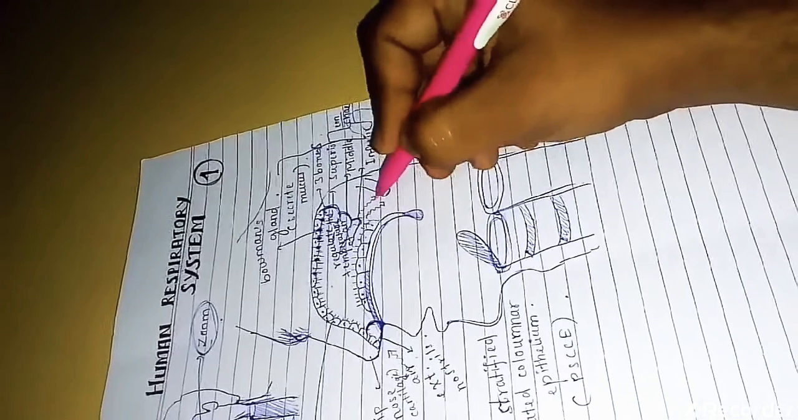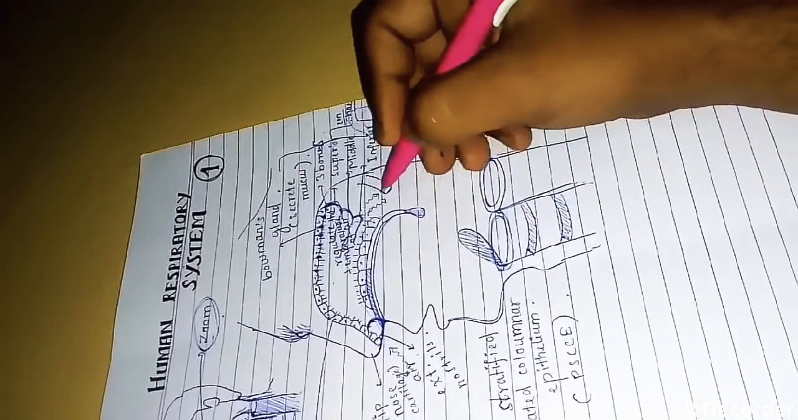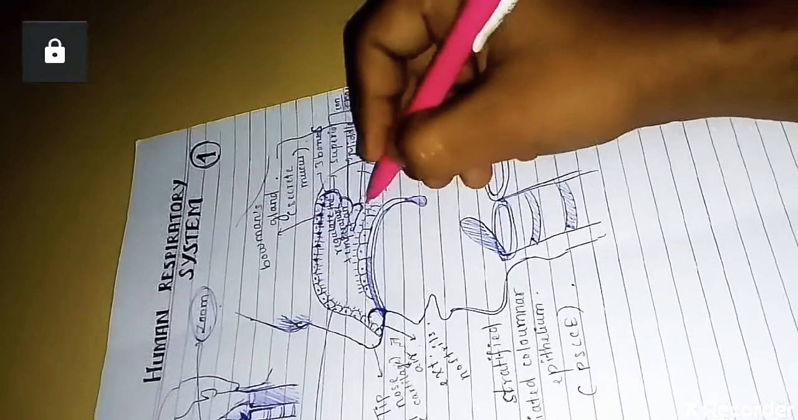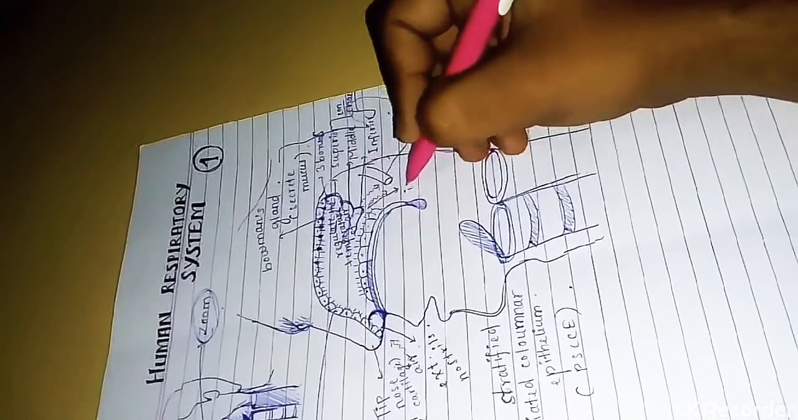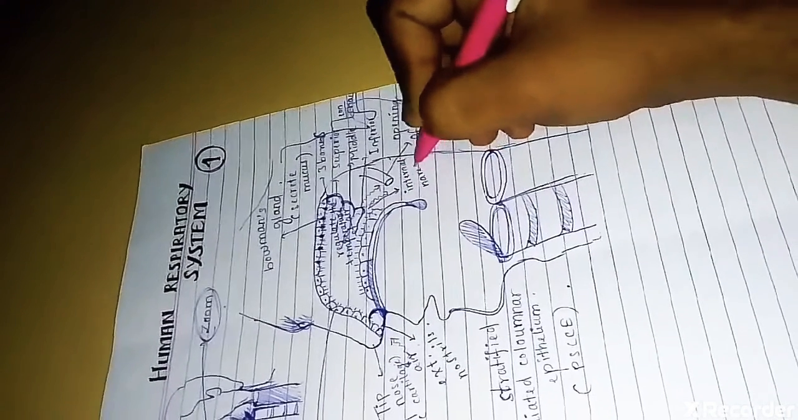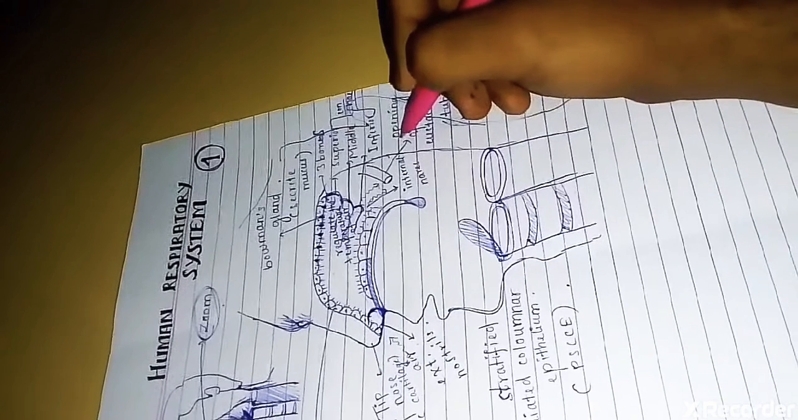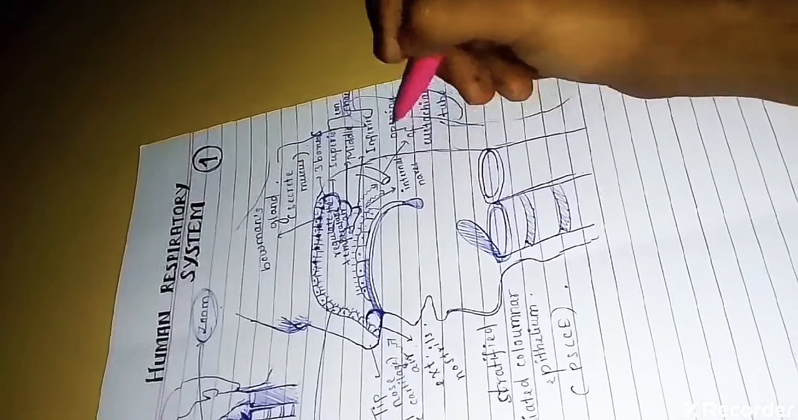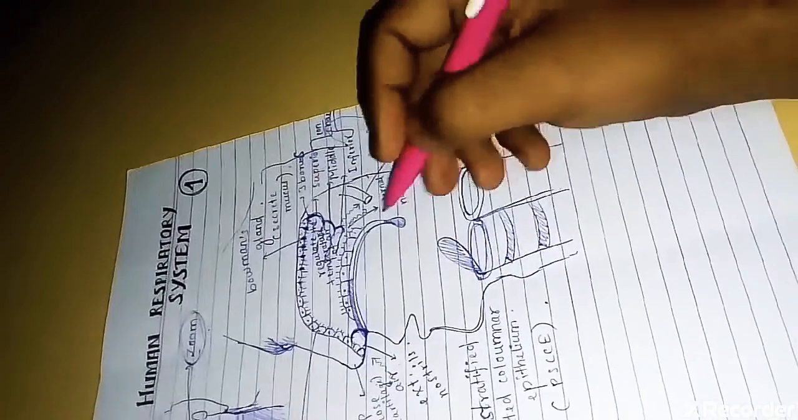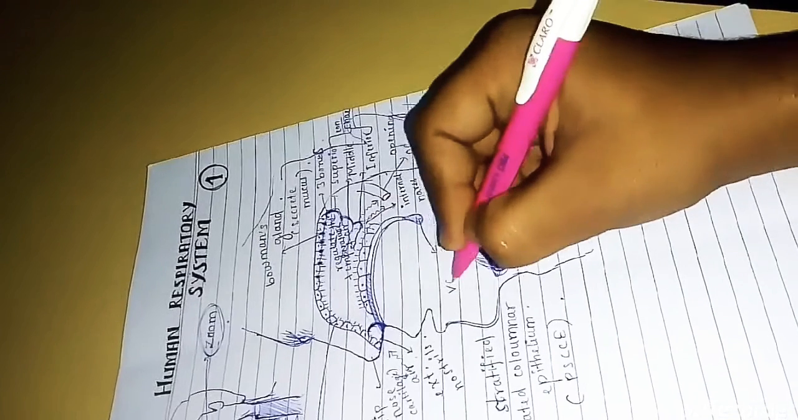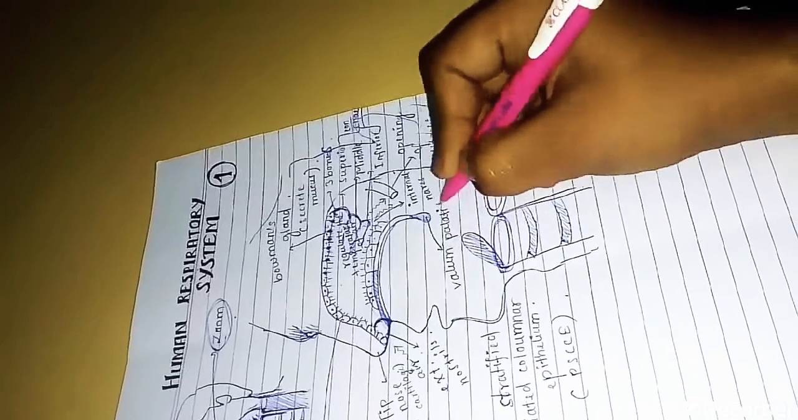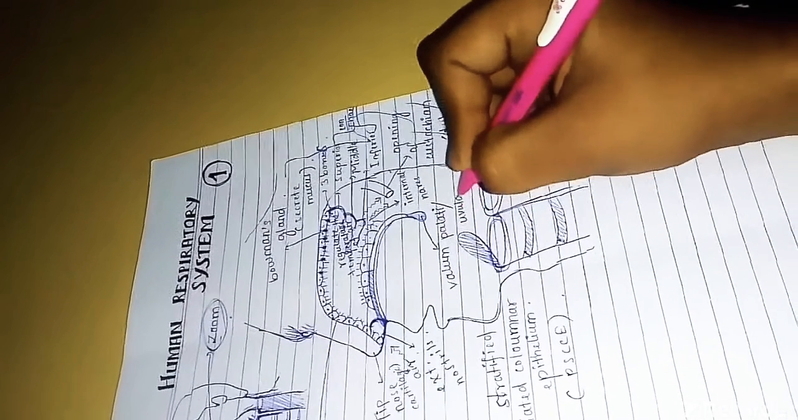Here comes the air, and moving further, these are the internal nostrils. They are the openings through which the air comes out of the nasal chamber. This structure is known as the velum palati or the uvula.